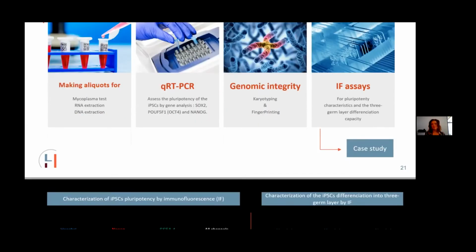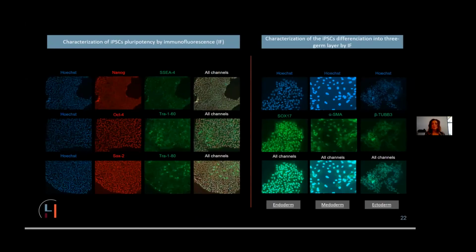These are pictures that we obtained in the lab. On the left side, we tested by immunofluorescence assay the pluripotency of the cells, and on the right side of the slide, you see the immunofluorescence assay done on the cells that we differentiated into endoderm, mesoderm, and ectoderm.